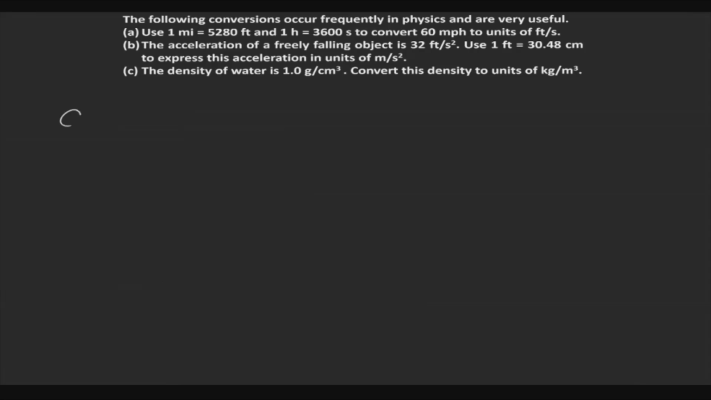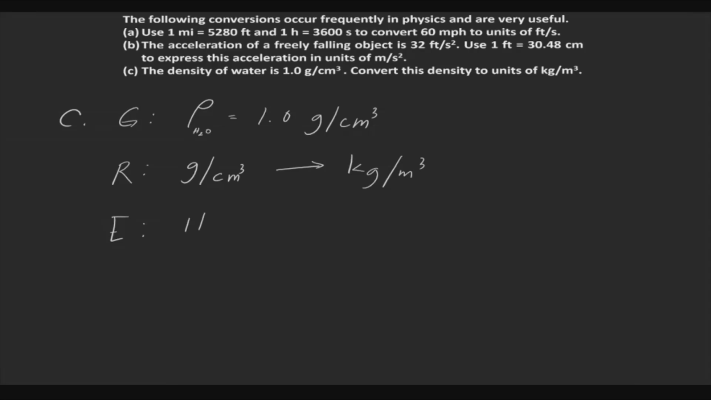For letter C, the density of water is 1 gram per centimeter cube. Convert this density to units of kilograms per meter cube. So we have the given, the density of water, which is 1 gram per centimeter cube. And here we're going to convert grams per centimeter cube to kilograms per meter cube. Our conversion factors: for every 1 kilogram, we have 1,000 grams. And for every 1 meter, we have 100 centimeters.